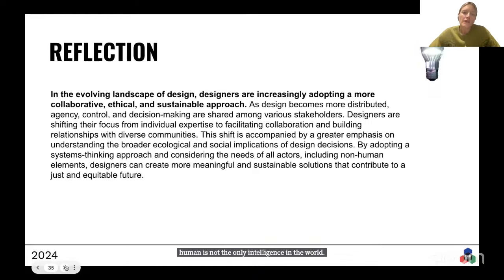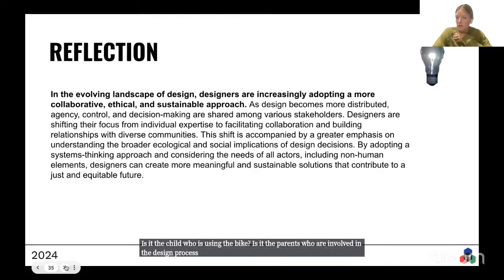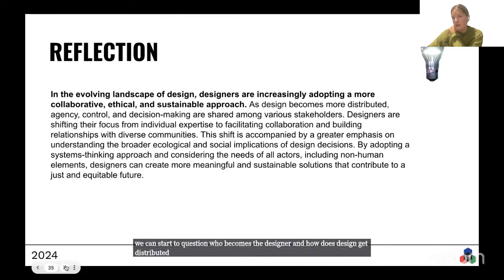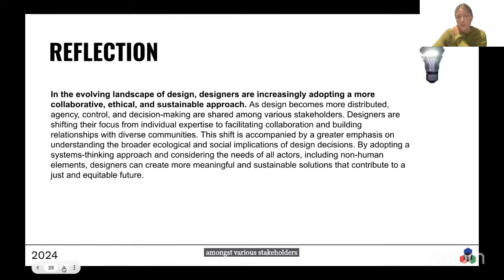So I think that we have the opportunity to use distributed design not only to engage with various stakeholders, so various communities. For example, the example that I gave with the bicycle, we can question who is the designer in that project. Is it the child who is using the bike? Is it the parents who were involved in the design process? Is it the NGO that was working with them, or is it the Fab Lab? We can start to question who becomes the designer and how does design get distributed amongst various stakeholders which become part of the design process.